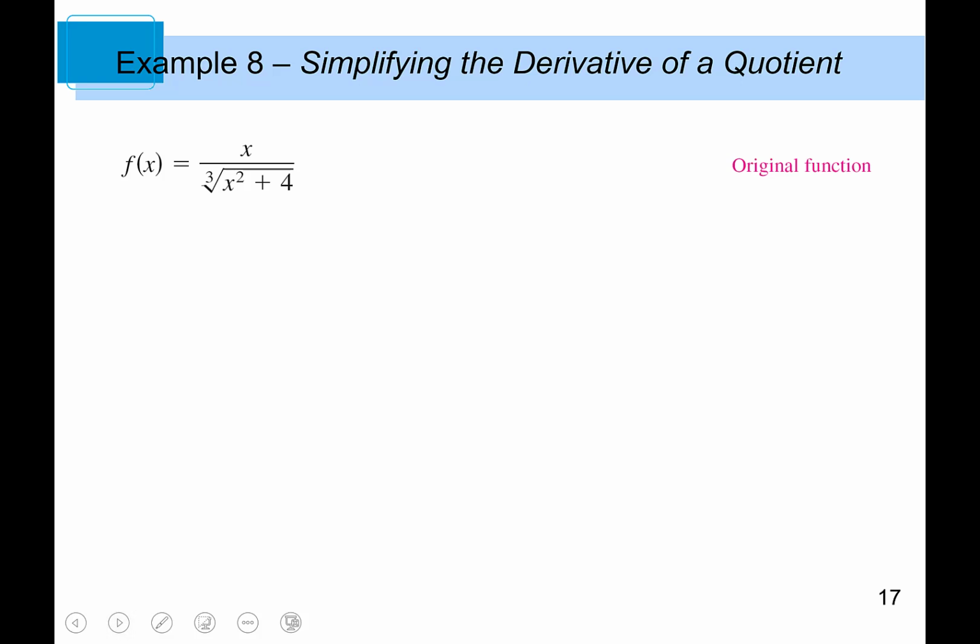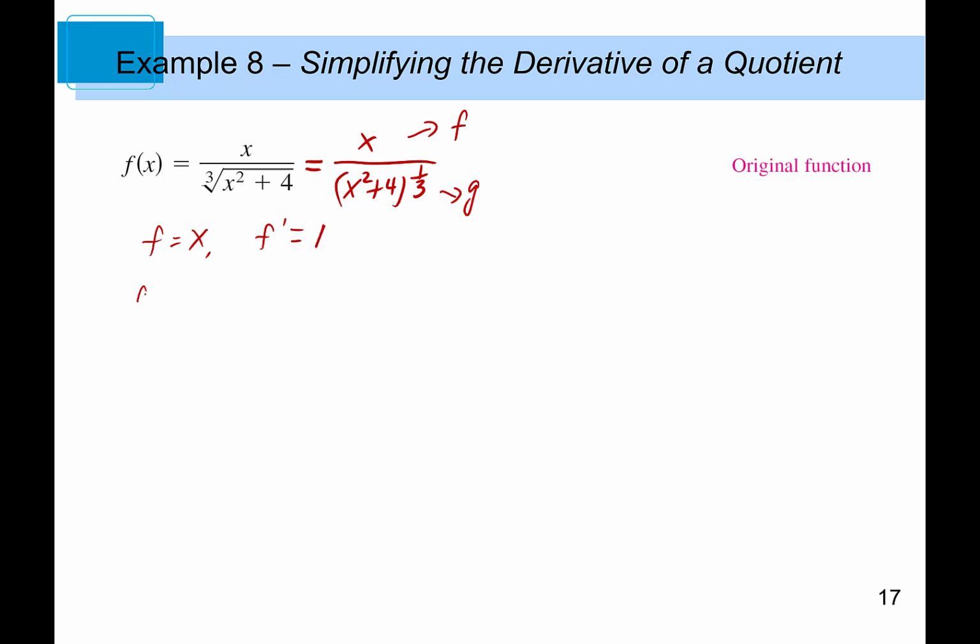Okay. So this example simplifies the derivative of a quotient, right? First of all, again, no radicals, so we have to turn it into exponents. This is f, that's going to be g. So f is x, f prime, the derivative of x, becomes 1. g is equal to (x squared plus 4) to the 1/3.